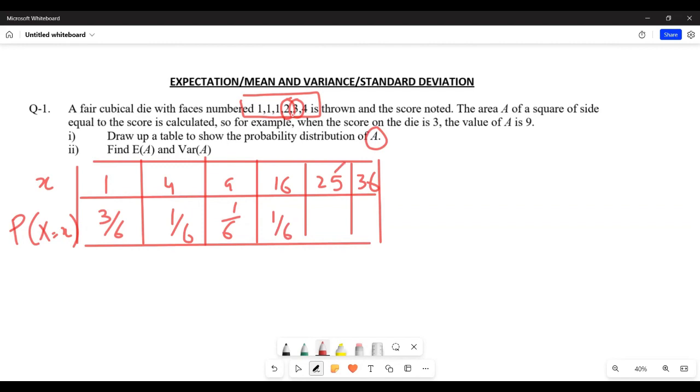Oh, you never get a 25 and you never get a 36. I did not read the question properly. So you can't get a 5 by throwing this die and you can't get a 36 by throwing this die. So this is the probability distribution. You do not write this.